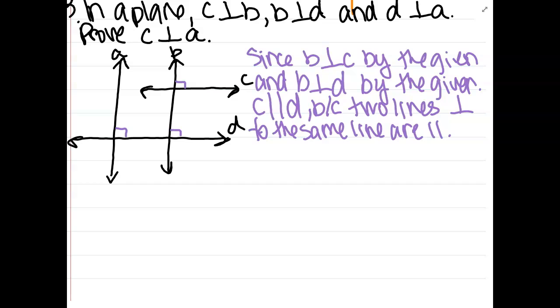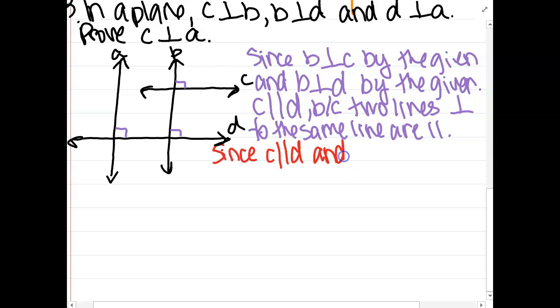Now for that second part. Remember we said, since these are parallel, if this is perpendicular to A, then that has to be perpendicular to A. So, since C is parallel to D, and D is perpendicular to A, C has to be perpendicular to A. And that was Theorem 3.10.